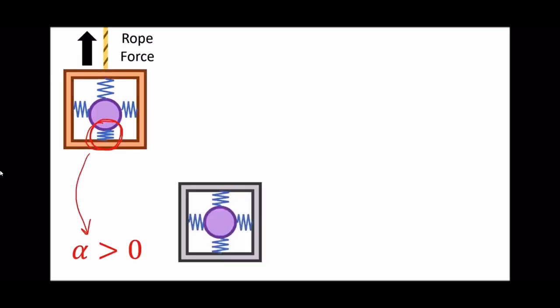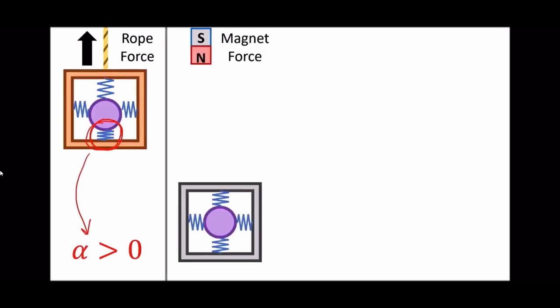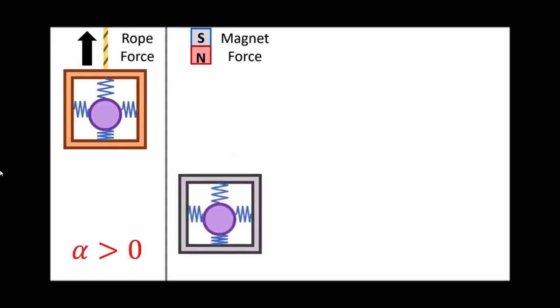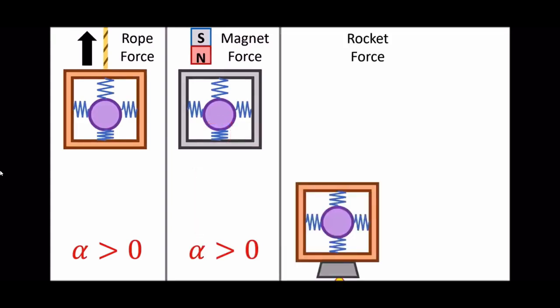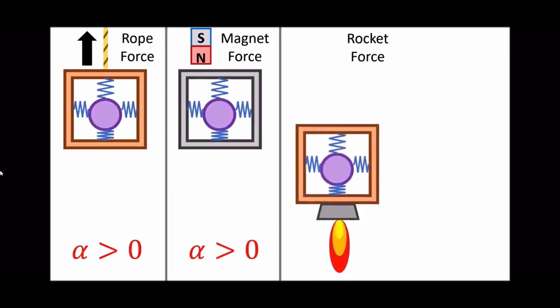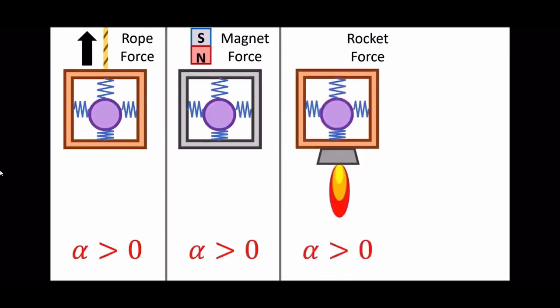Now, if we have an accelerometer where the outer box is made of iron, it will get pulled toward this magnet. Now remember, the inner ball of an accelerometer is always electrically and magnetically neutral, so it will not feel attracted towards the magnet. Once again, the outer box will get pulled forward, but the inner ball will lag behind, causing spring compression. So once again, non-zero proper acceleration is measured. If the outer box has a rocket attached to it, which applies a force, as the box gets forced forward, the inner ball will again lag behind, causing spring compression, and so we measure a non-zero alpha.